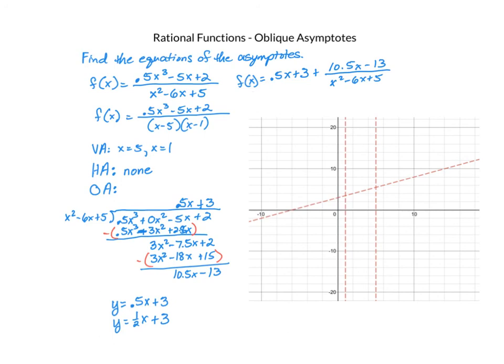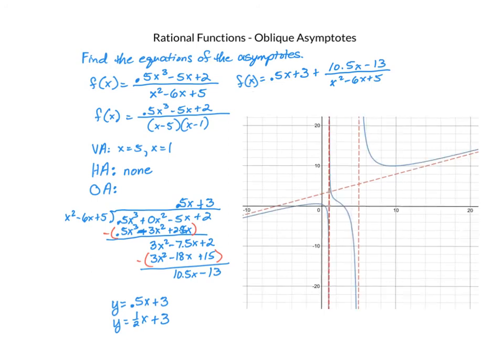So here are the asymptotes that we found. A vertical asymptote at 5 and at 1, right here and here. And this line right here, it has a y-intercept of 3 and a slope of 1/2. So you would draw those in as a dashed line. And now let me show you how the graph would look. And here's what the graph looks like.